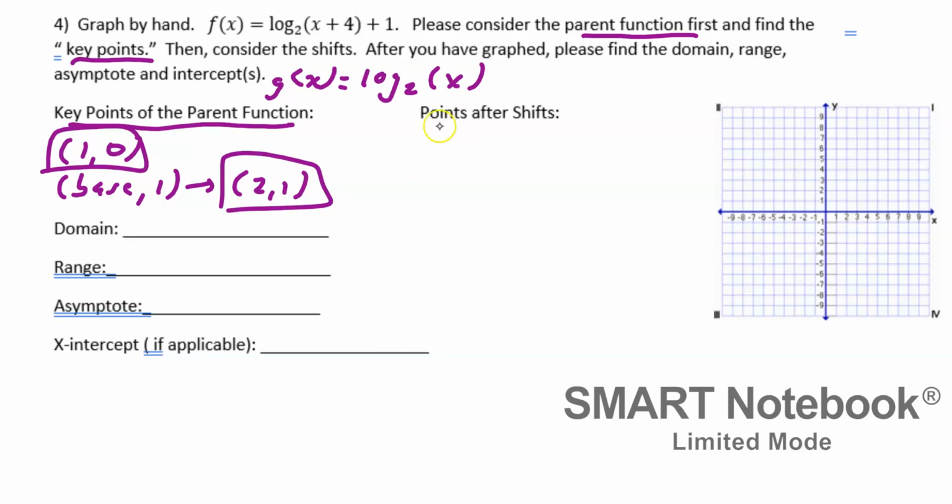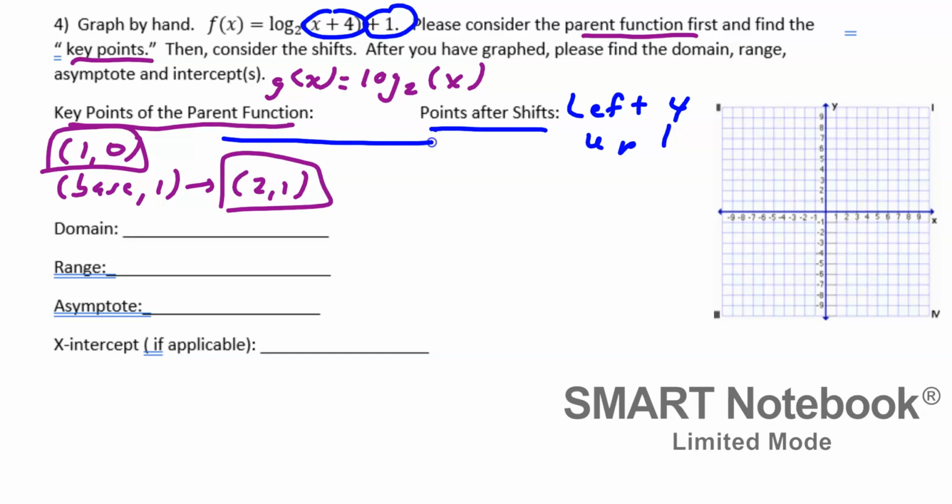If I think about the shifting this time, if we see x plus 4, that really means we're going left 4. And if I see plus 1, that really means we're going up 1 unit. So if I apply those changes to my points, left 4, 1 minus 4 is negative 3. And then 2 minus 4 is negative 2. My up 1 was 0 plus 1 affects my y value there, and then 1 plus 1 gives me 2.